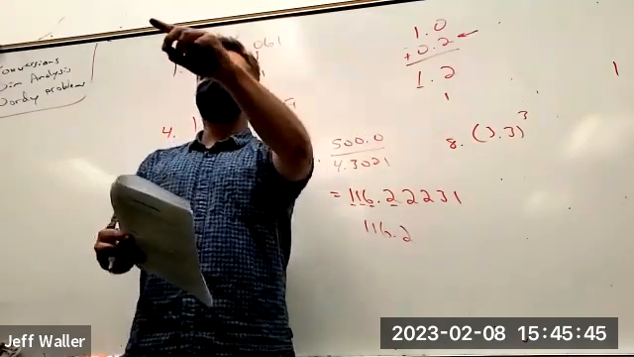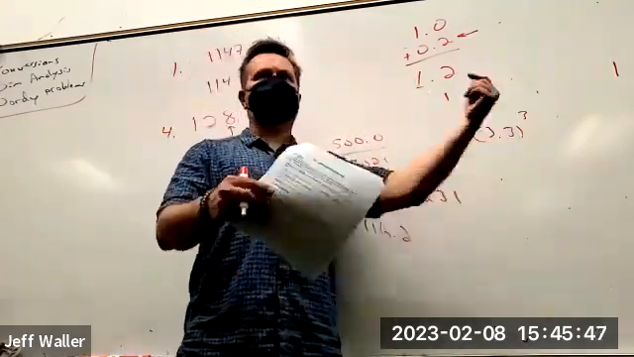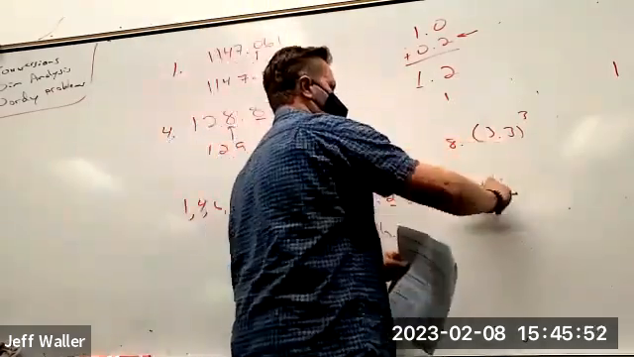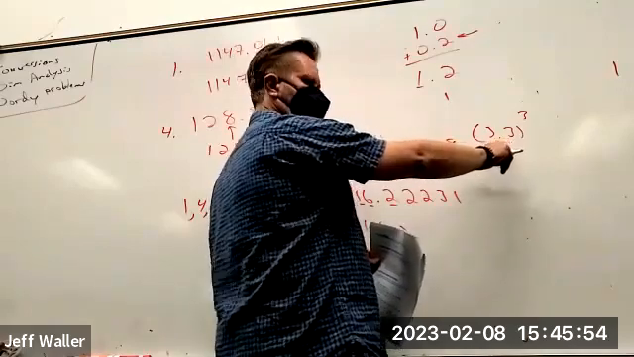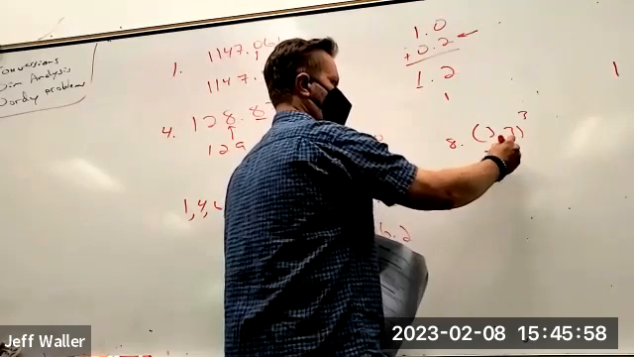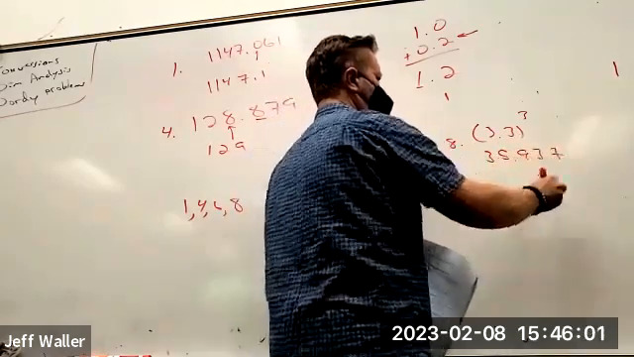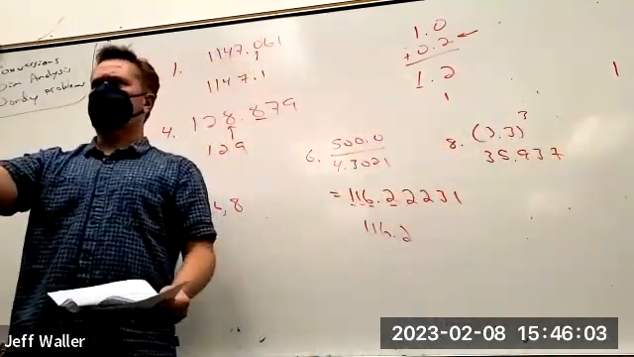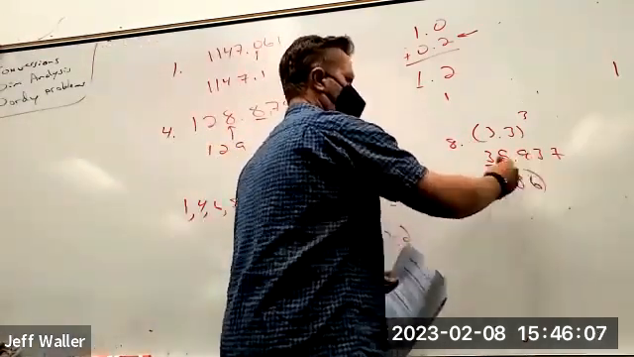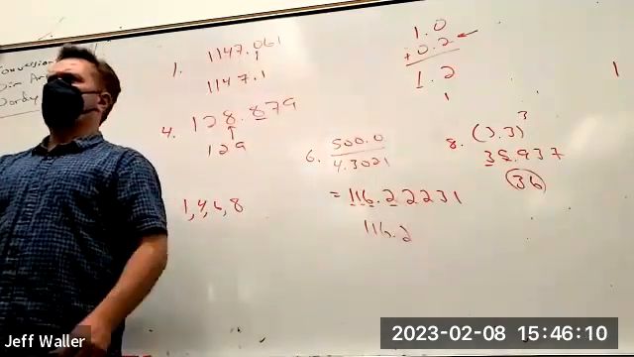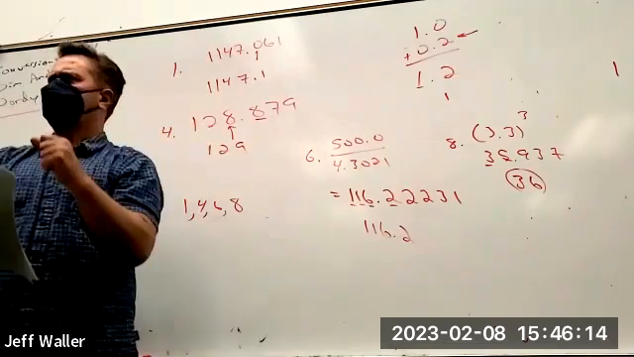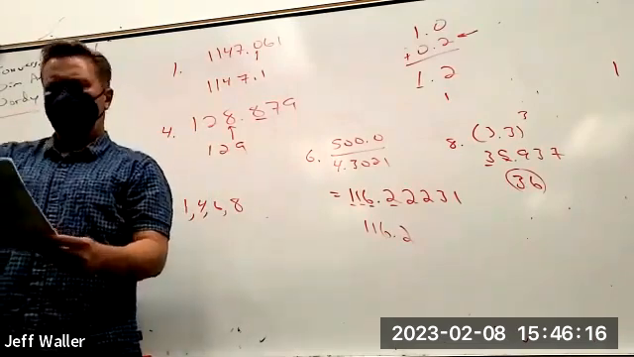Sig figs. So it's 3.3 times itself. They all have 2 sig figs. So what's the answer without doing anything to it? 35.93. And now that's going to have 2 sig figs. 1, 2, so 36. Okay, not too bad, right?